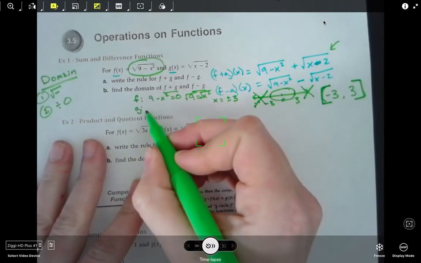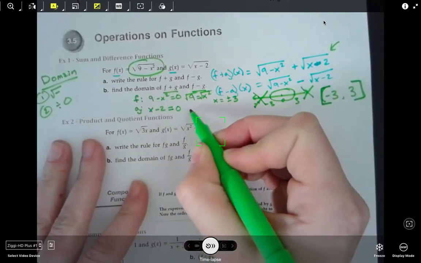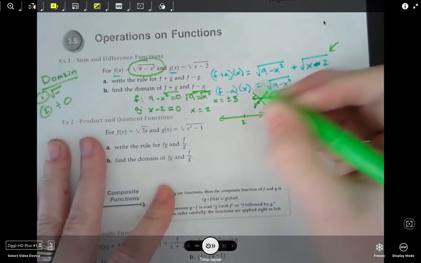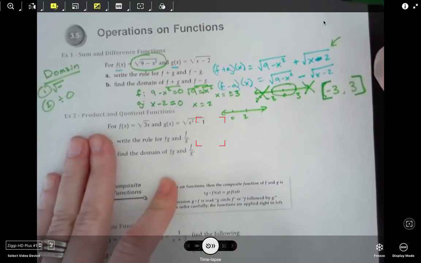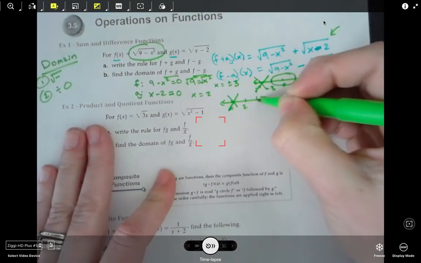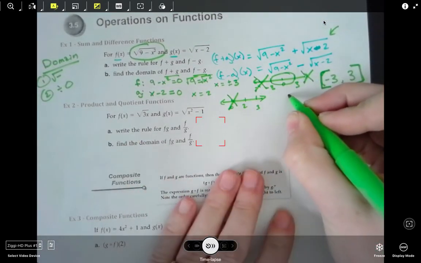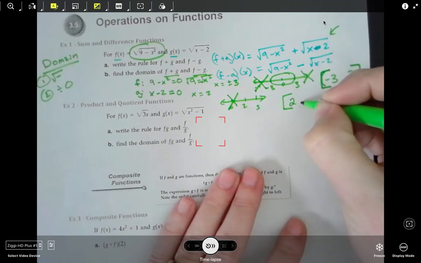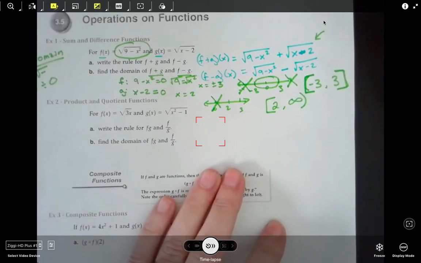And then g, x minus 2, we set that equal to 0, so x equals 2, and then we put that on a number line. And we say 2 is here. Let's test 0. 0 minus 2, I cannot have the square root of negative 2, so that's not going to work. But if I have a number like 3, 3 minus 2, I can do that. So 2 is inclusive, and it goes from 2 to infinity.